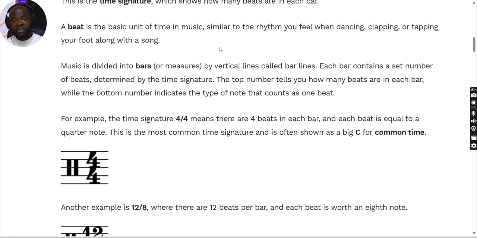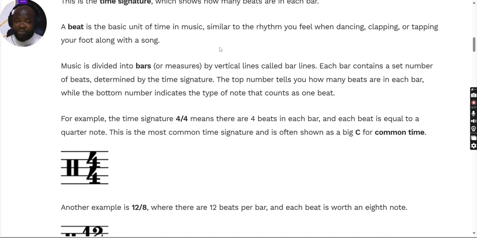The top number tells you how many beats in each bar, while the bottom number indicates the type of notes that count as one beat. For example, the time signature 4/4 means there are 4 beats in a bar, and each beat is equal to a quarter note. Each single grouping of that beat will give you a quarter note. And that's the meaning of a 4/4 time.